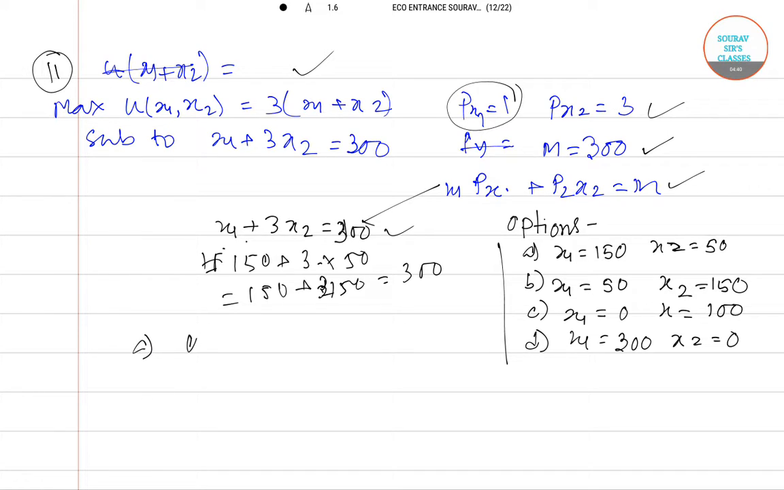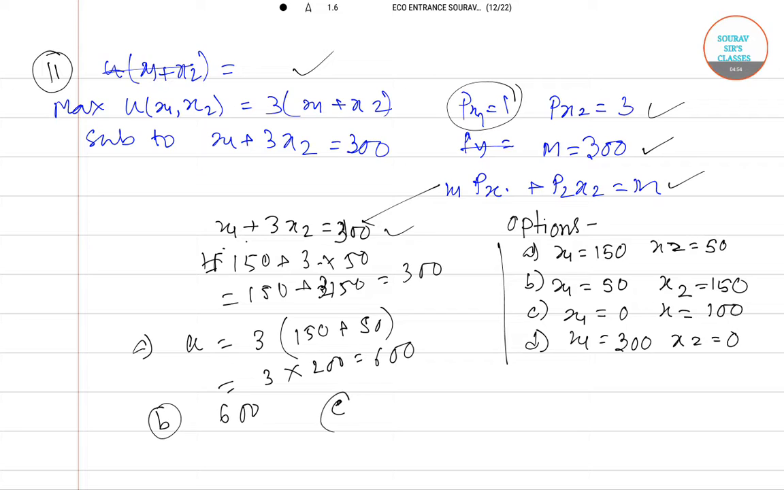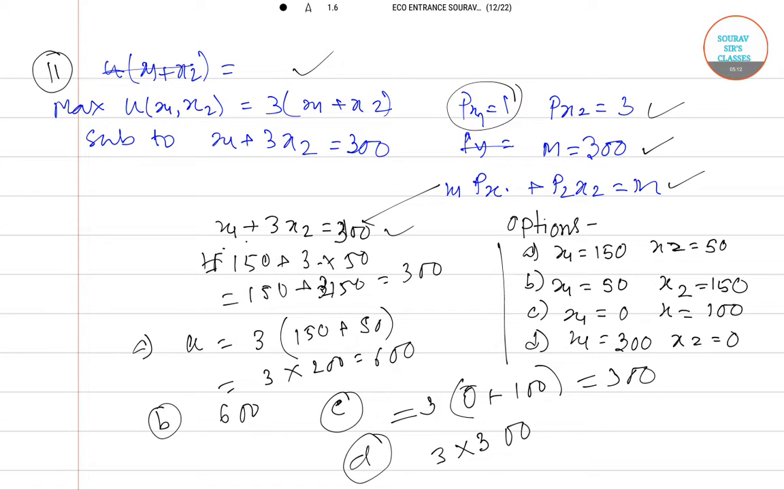For option A, the utility is 3 times (150 plus 50), which is 3 times 200, equal to 600. For option B also it is 600. For option C, it's 3 times 0 plus 100, so basically 100. And for option D, it is 3 times 300 plus 3 times 0, so 900. So as we can see, for option D the utility is maximized, so option D is the correct answer.